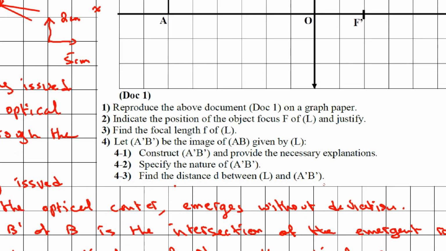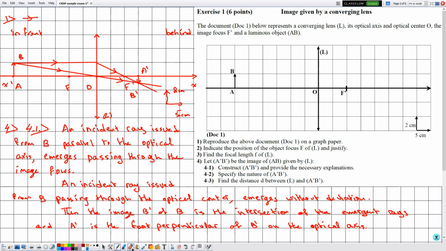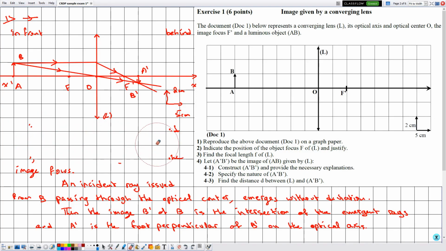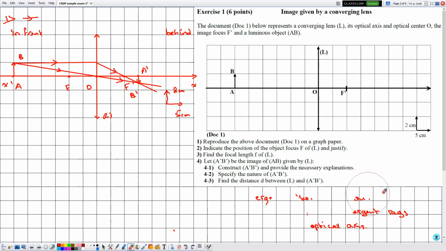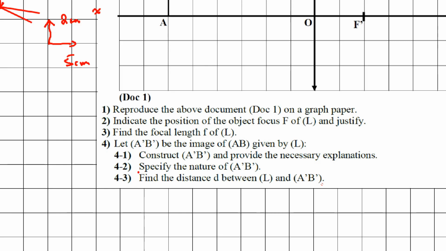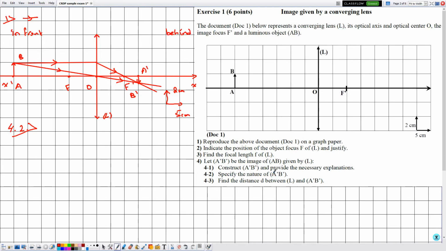Now in 4.2, specify the nature of A prime B prime. Let me make some space. Now we are in part 4.2. Now specify, it means that we need to state with the justification the nature of A prime B prime. So we need to say what does A prime B prime represent? It's the image of AB given by L. So we need to say whether A prime B prime is real or virtual.